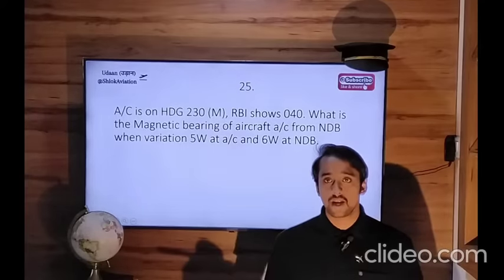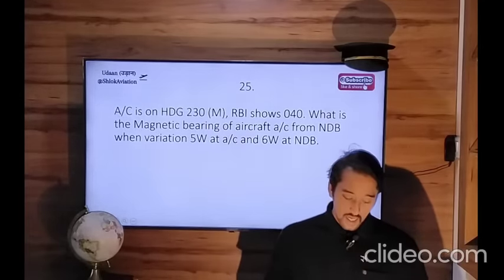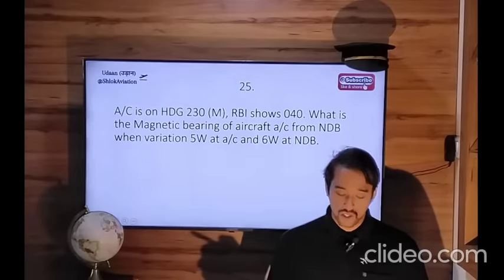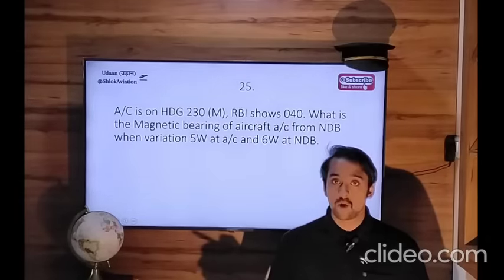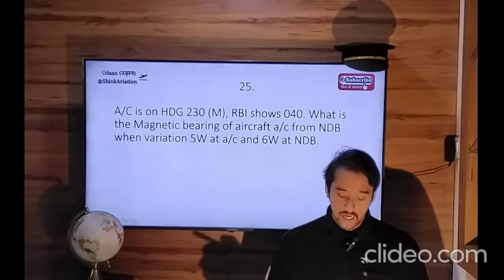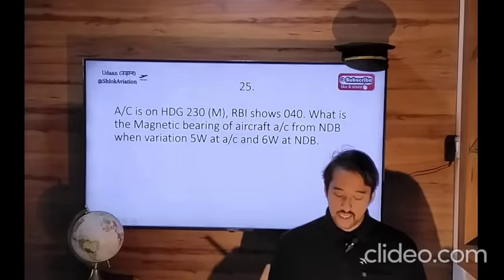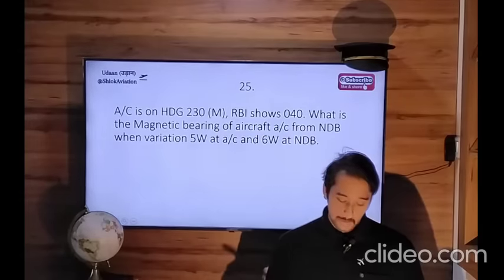Question 25, RK Bali. Aircraft is on a heading of 230. RBI shows 040. What is the magnetic bearing of aircraft from NDB, variation is 5 west and 6 west at NDB.